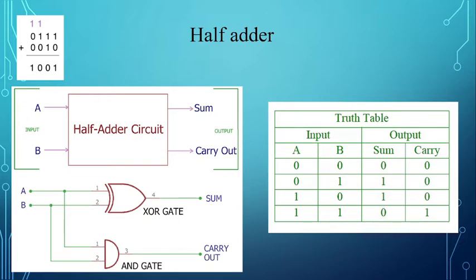When we have 1 and 1, the sum should be 0, or like the value we put in the answer area is 0, and 1 should be carried to the next placement. So that shows in the truth table.